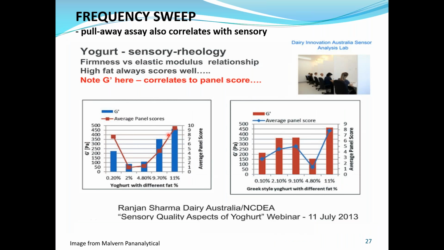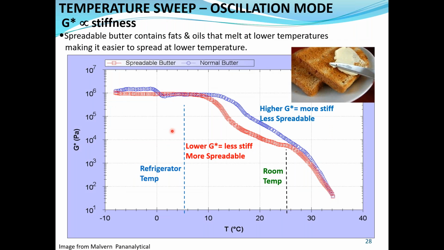Okay, frequency sweep can also be used as a sensory measurement. In this case, this is a particular study using a sensory lab where they were evaluating yogurt, this regular yogurt with different amounts of fat and Greek style yogurt with different types of fat. They're just evaluating some kind of sensory parameter. So in this case, the rheometer value for this is the elastic modulus. You can see that the values for the rheometer and the columns correlated pretty well with what the sensory panel came up with.